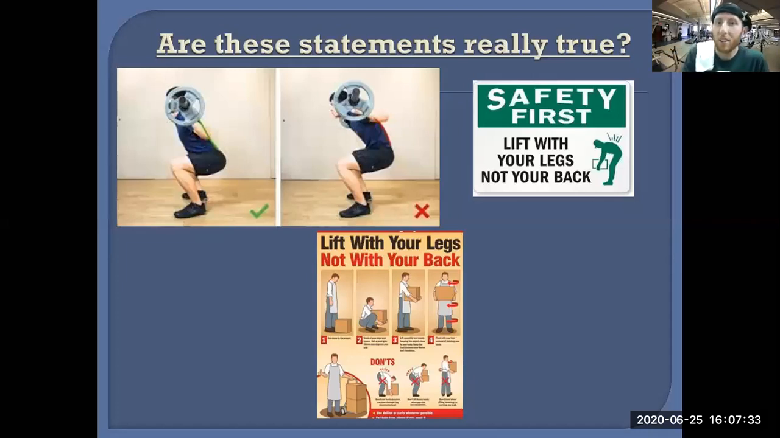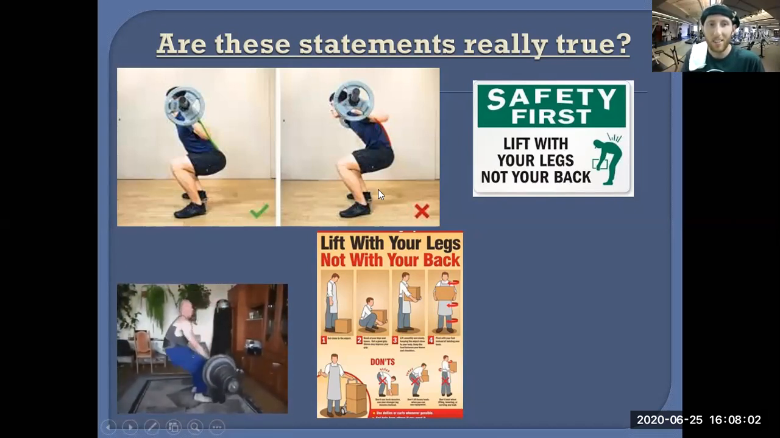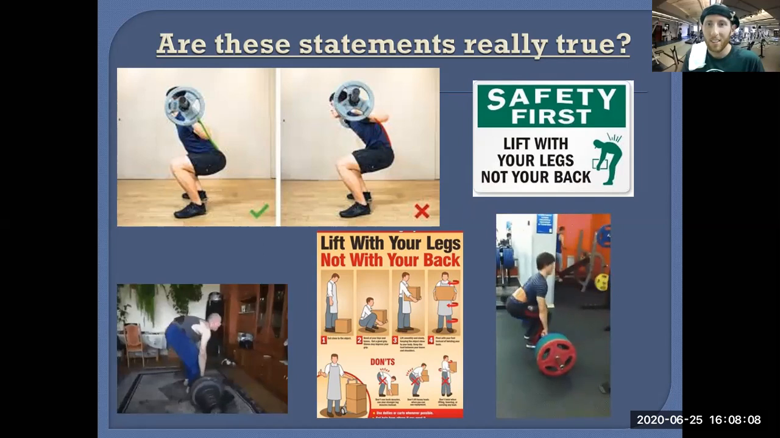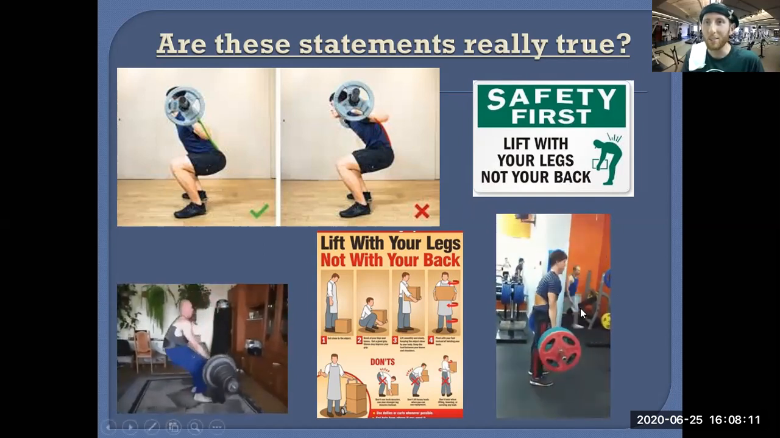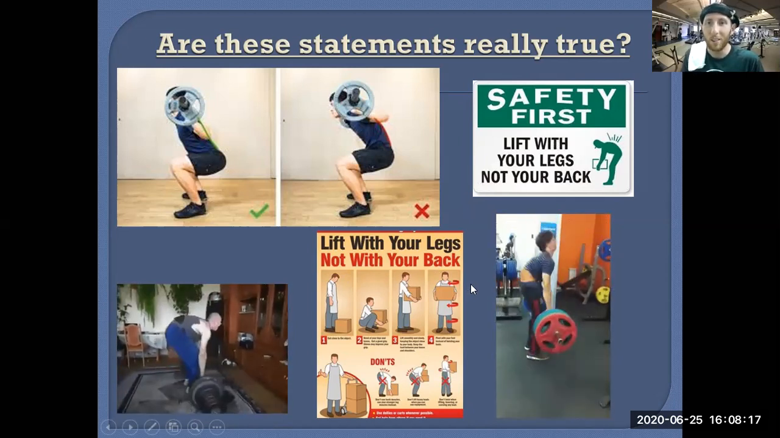All right, knowing all that, the question for your professional teams is, are these safety signs correct? When we talk about lifting with your legs, not with your back, what does that mean? And anatomically, is it really true that you should lift with your legs, not with your back? I've got a few individuals here who are doing some pretty heavy deadlifts. I think we could all say this is not great form, and they could maybe use the advice of these safety signs while lifting.